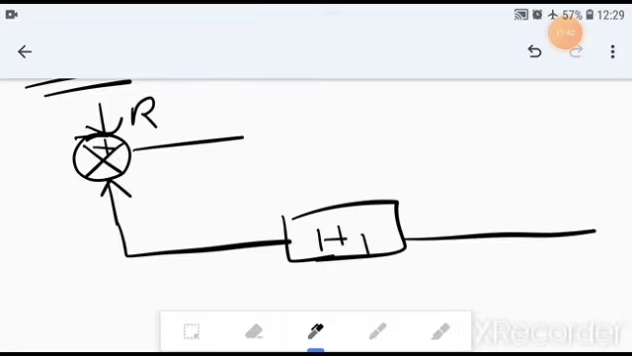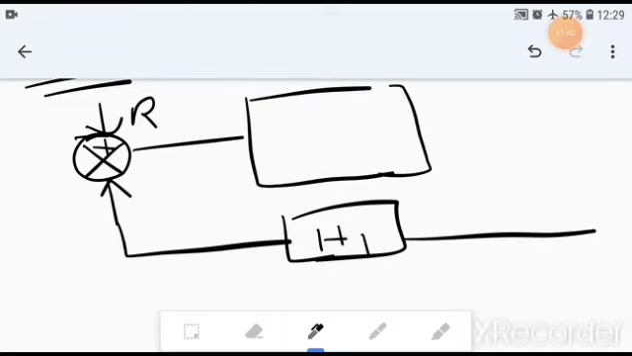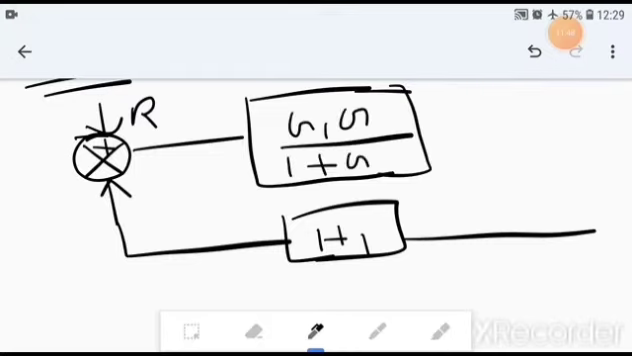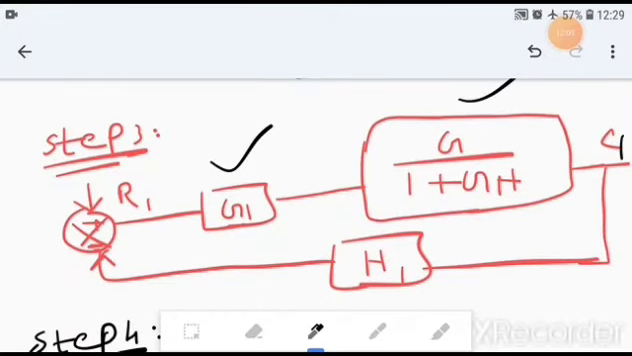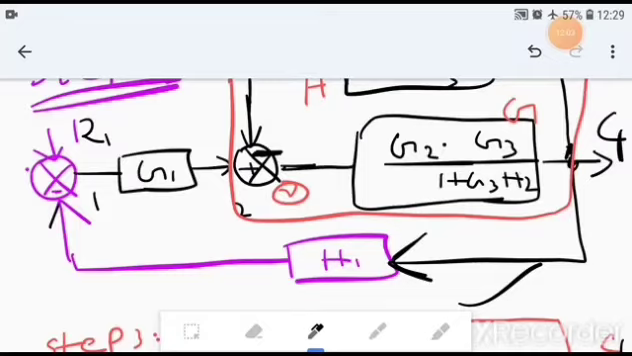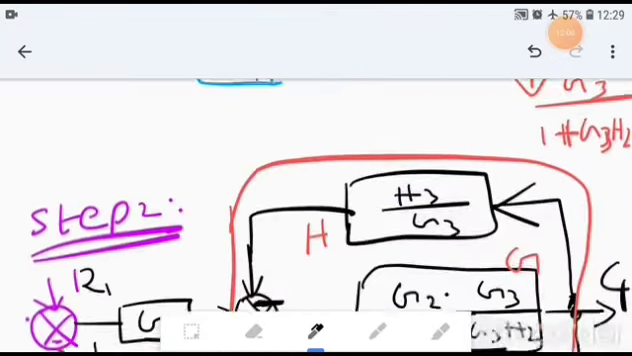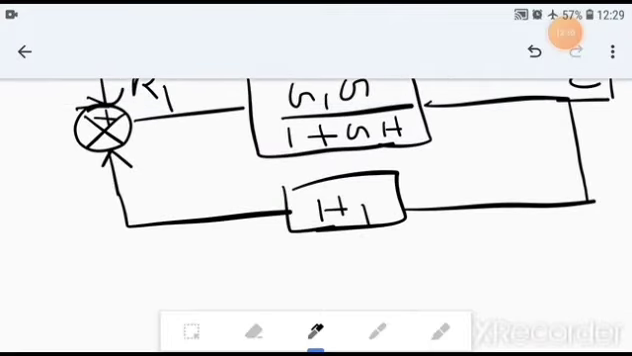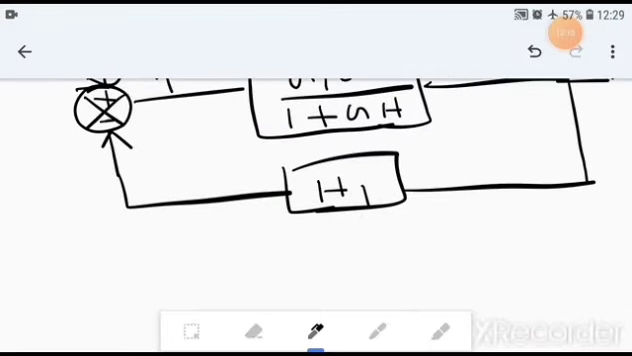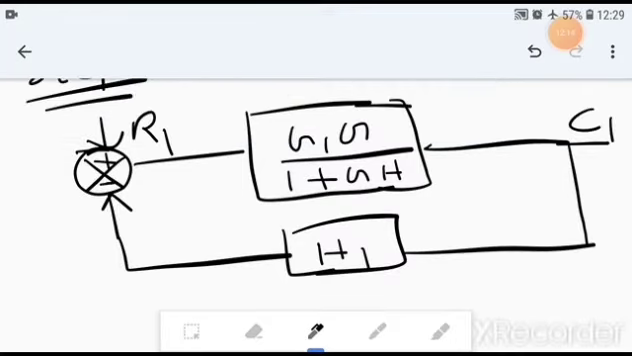Here we have a single block, G1 G by 1 plus GH, and from this output we have the feedback. This is C1 because we are considering R1 input, we have this as C1 everywhere. The output is going to be C1 because input is R1. Now finally we substitute. Now this is the feedback path of H1 we have, so to this complete block H1 is in feedback.